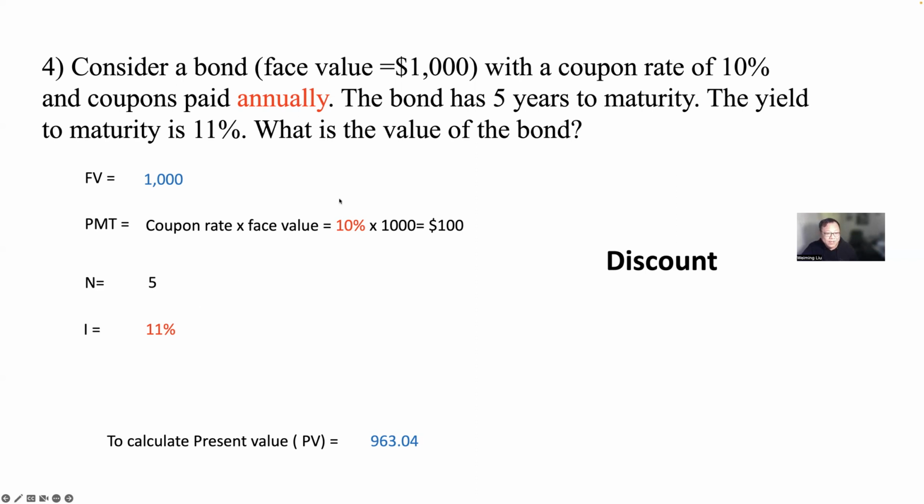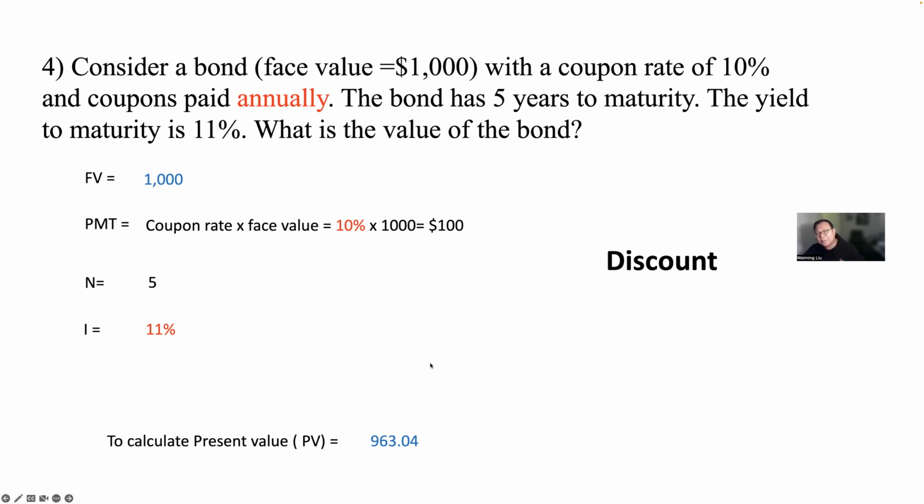Now you have a yield rate higher than the coupon rate, so you are issuing at a discount. And once we plug these numbers into the calculator, we get the result: $963.04.